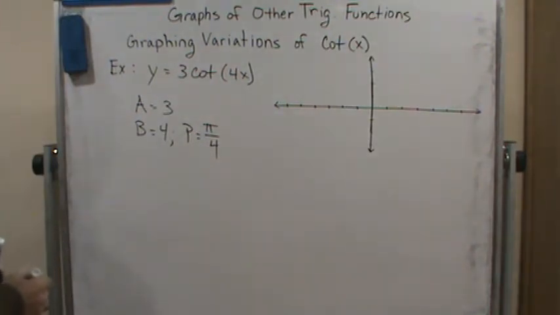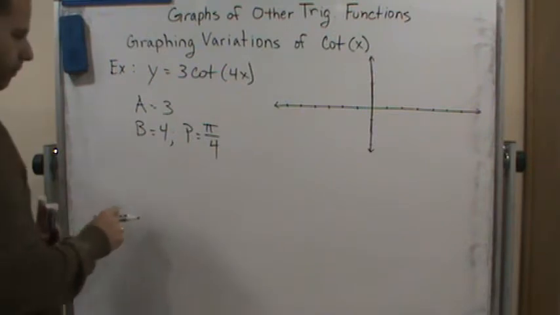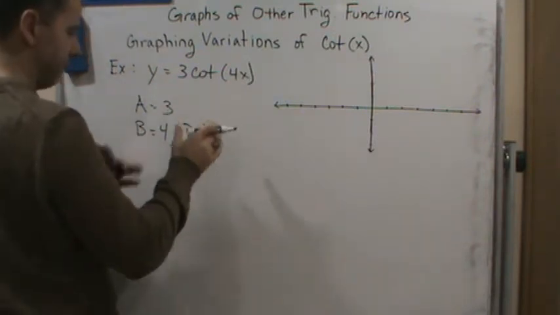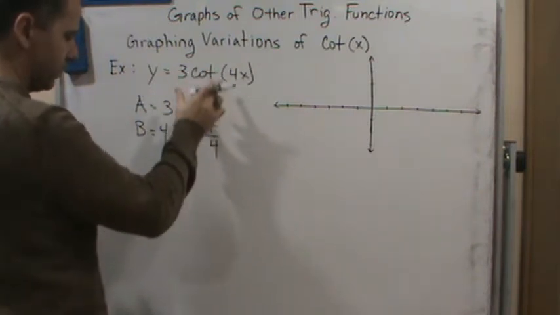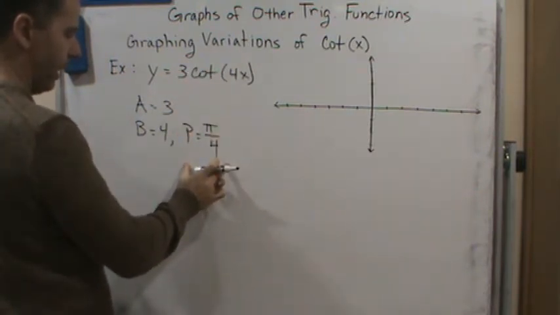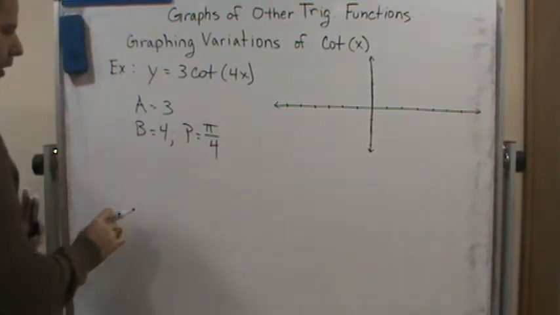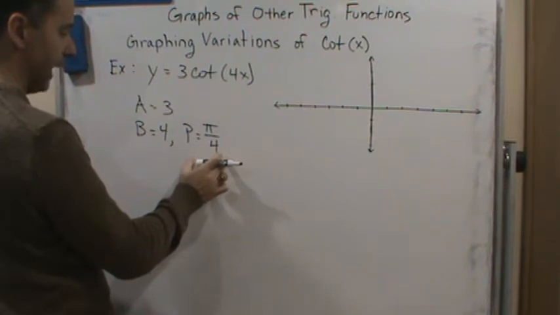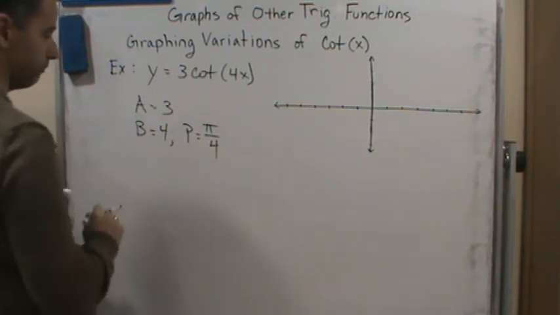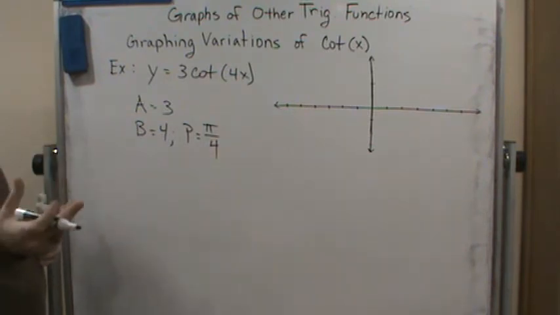Now in this case, it's not going to be half of that. I was thinking secant and cosecant. In this case, because we're dealing with how far we need to go before the pattern repeats itself, since I know that this is the period, I know the asymptotes are going to happen at that interval. Okay?